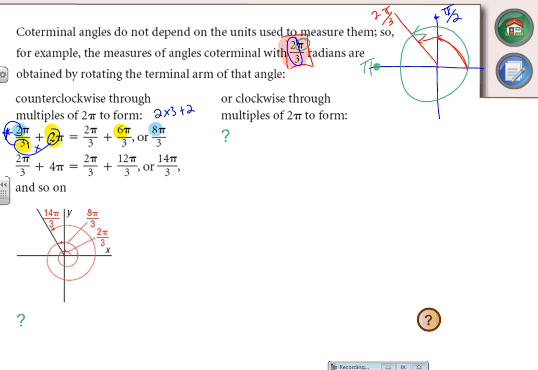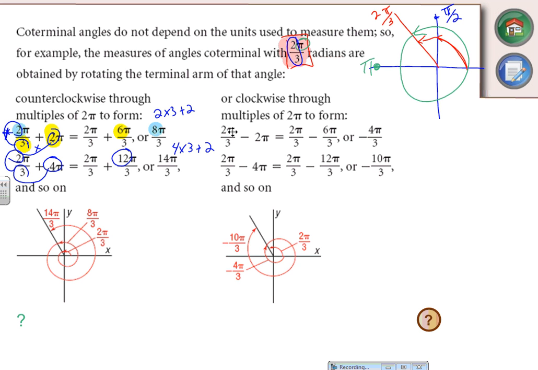If I add 4 pi, that's a second time around. Use the same little trick. 4 times 3 is 12 plus 2 is 14 pi over 3. But we could also go in the clockwise direction. That's just subtracting the 2 pi. 2 times 3 is the 6. That's a negative. And then we go 2 minus the 6 gives us negative 4 pi over 3. We're back at the same spot. Do the same thing, go around 4 pi, twice around the circle. We get negative 10 pi over 3. It's just telling us how many thirds we've gone around, in which direction.